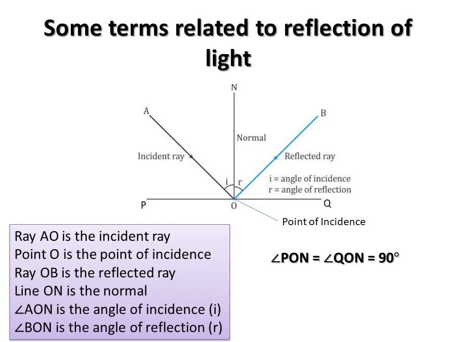The angle AON, that is the angle between the incident ray and the normal, is the angle of incidence, given by small letter i. And the angle BON, that is the angle between the reflected ray and the normal, is the angle of reflection, given by the small letter r.